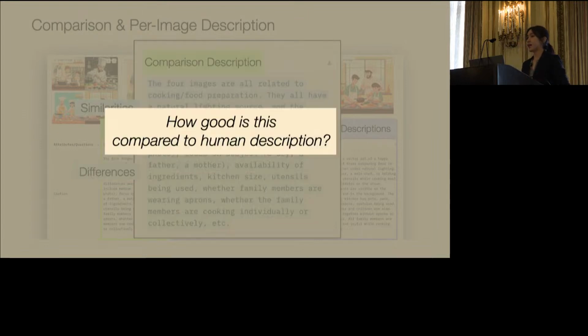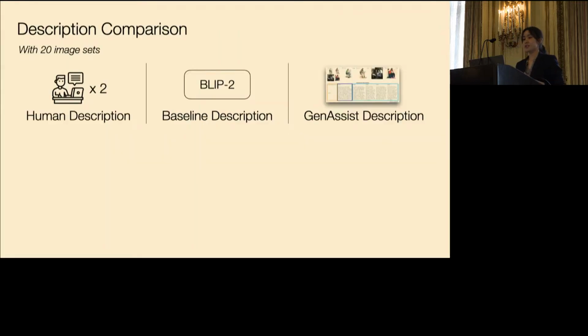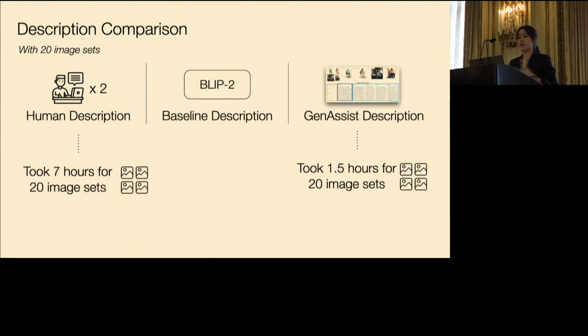And now we might ask how good this actually is compared to human descriptions. So with 20 sets of images, we compared GenAssist to human describers and an existing captioning model. While it took 7 hours for human describers to describe all 20 sets, it took 1.5 hours for GenAssist to generate these descriptions.